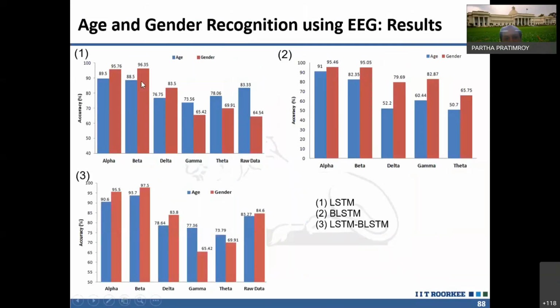If we use simple LSTM, we got 96.35 for gender and 88.35, or 89.5, for age, with one band. I'm not going into details, but BLSTM alone didn't provide better results. If you use LSTM and BLSTM together, we got a little higher accuracy, so the results are better. Like this, you have to do trial and error to find which architecture is better.